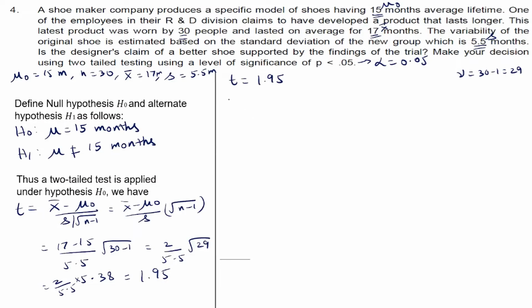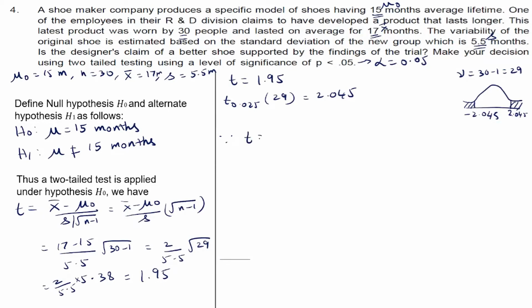So we got t 0.025 for 29 degrees of freedom as 2.045. Here it is a two-tailed test, so we have the region of rejection on both sides. Here we have negative 2.045 and here we have positive 2.045. If we see this value 1.95, it lies in this interval. So it is in the region of acceptance. The meaning is that we can accept H0.